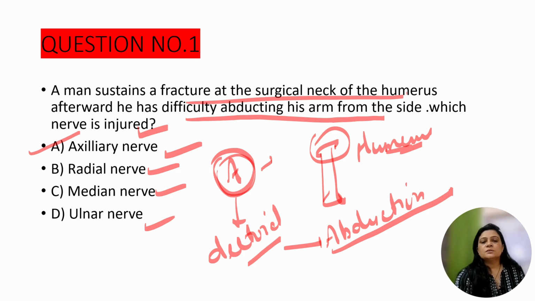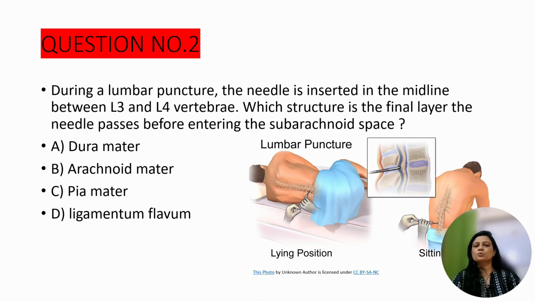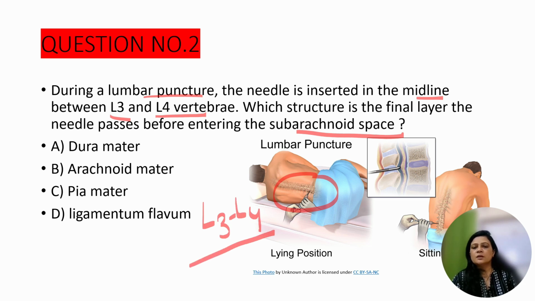Now the next question, question number 2. During a lumbar puncture, the needle is inserted in the midline between L3 and L4. Which structure is the final layer the needle passes before entering the subarachnoid space? So the lumbar puncture is done here, at L3 and L4. The options are dura mater, arachnoid mater, pia mater and ligamentum flavum.